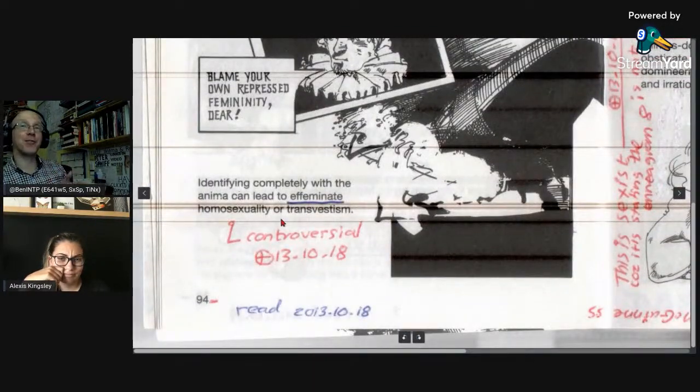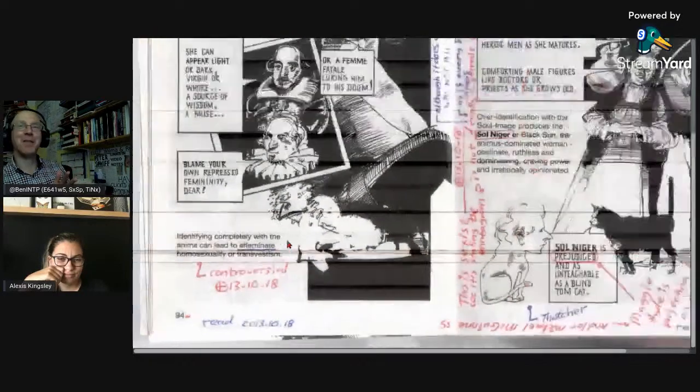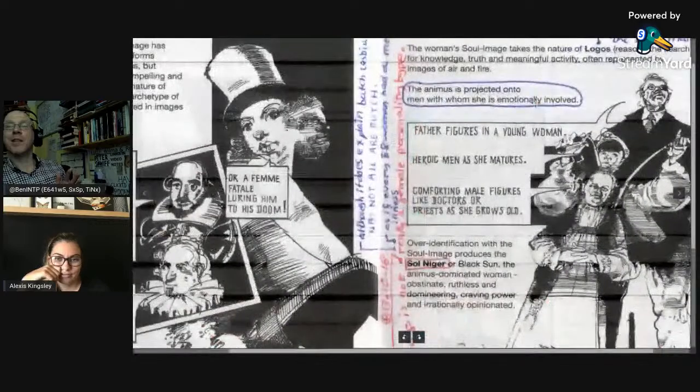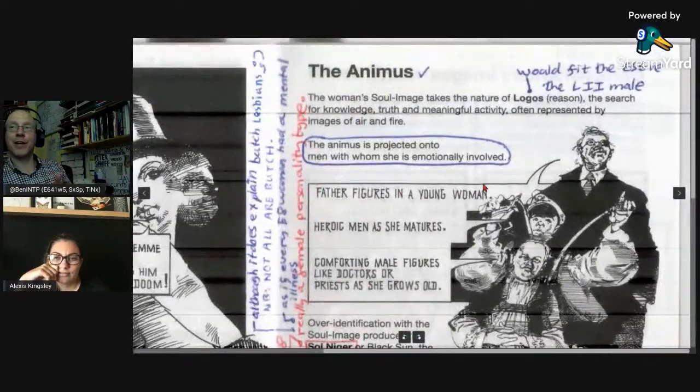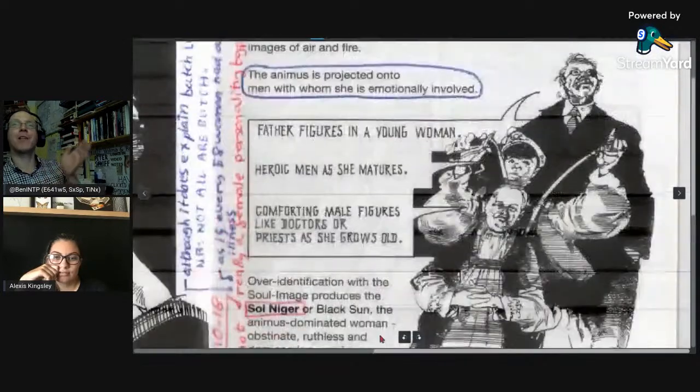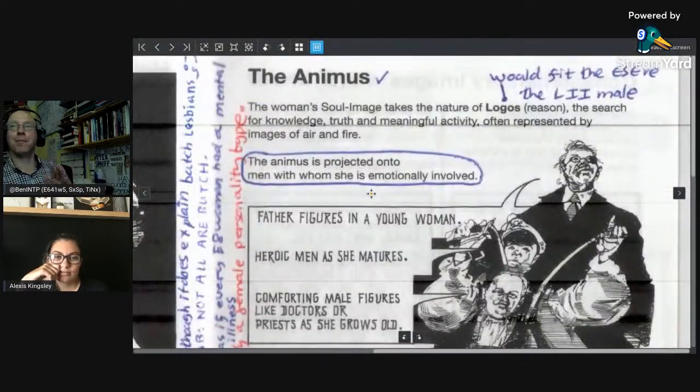Now, this is controversial. I won't read it out. People can see what they can see. And there's more controversy over here. For example, I'll get to that bit later on. Woman's soul image takes the nature of logos.